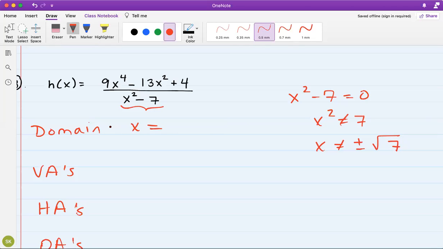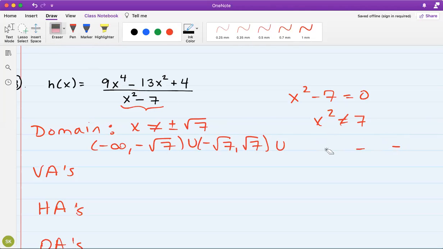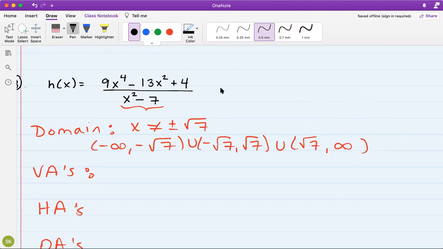So because x cannot be plus or minus square root 7, the domain is negative infinity to negative square root 7, then negative square root 7 to square root 7, don't forget this piece, and then square root 7 to infinity. What about the vertical asymptotes? Again, we need to make sure we don't have any holes, and to do that, you need to factor the top. You should review how to factor this. I'm going to skip this step.